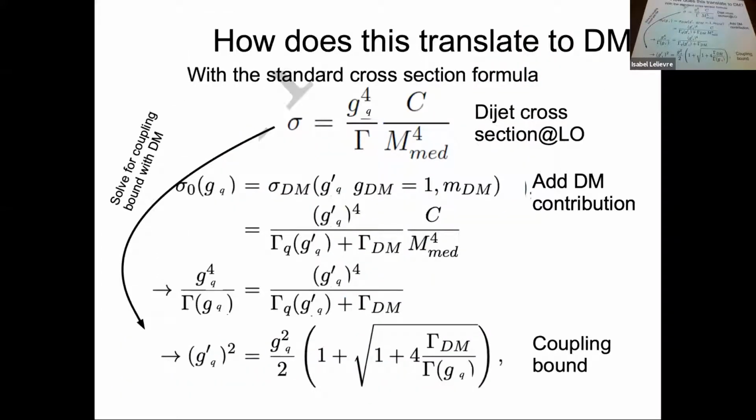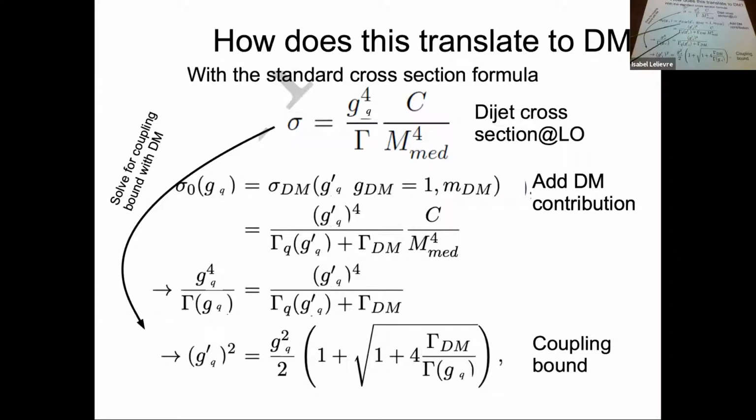And yeah, so now to answer your question, the result we just assumed was a Z prime that just coupled to the quarks. So you can simplify the cross section to just something like this, right? Just coupling to the fourth over the width over the mediator mass, times constants. And then we wanted to modify this to solve for the cross section when you had dark matter in addition. So your cross section just gets modified, right? The width now has a contribution from the visible term and from the dark matter term.